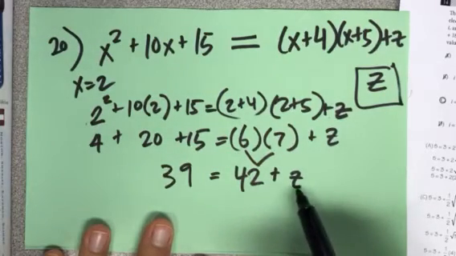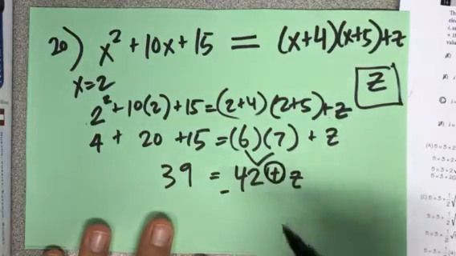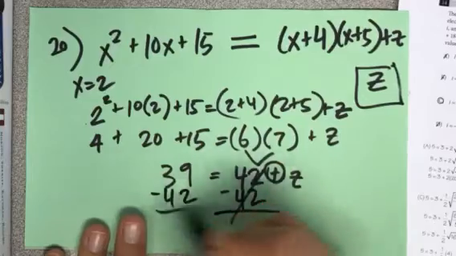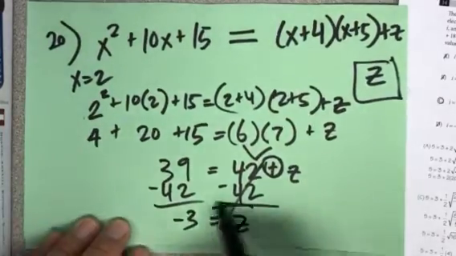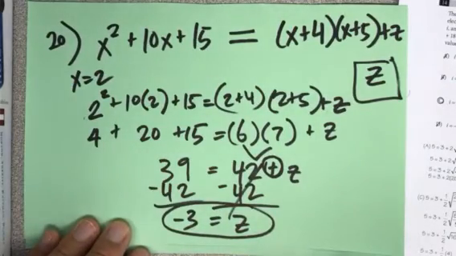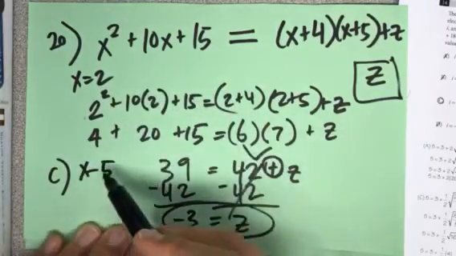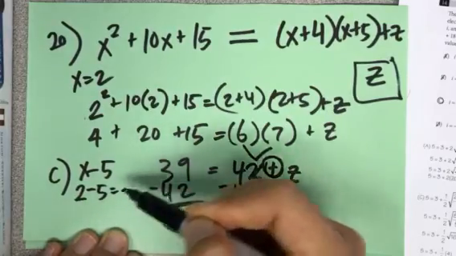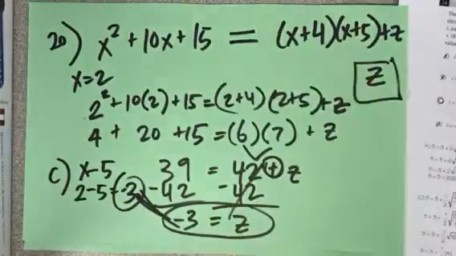Okay, so how do you find out what z is? You got to subtract, because it's a plus sign here, not a multiplication. We have to subtract out the 42. That's going to be a 39 minus 42. And so z is going to equal -3. That is our answer. Okay, and now we got to search for the number -3. And if you go to C, answer C, it is x minus 5. X minus 5, our x is 2. Plug the 2 in. 2 minus 5 equals -3. Match made in heaven. And we're done.